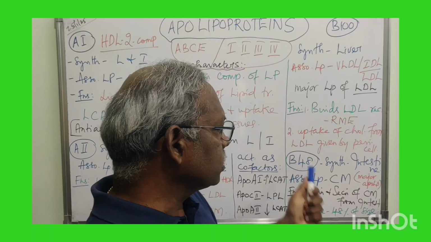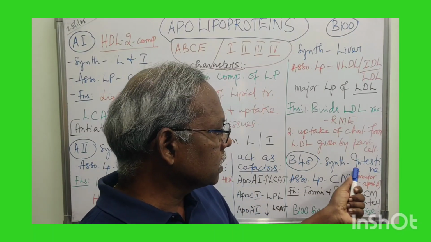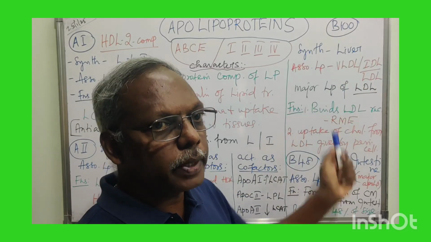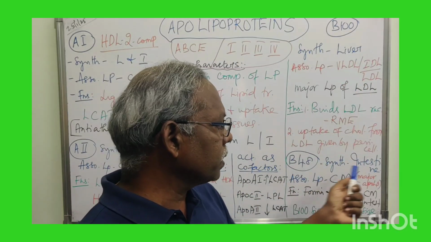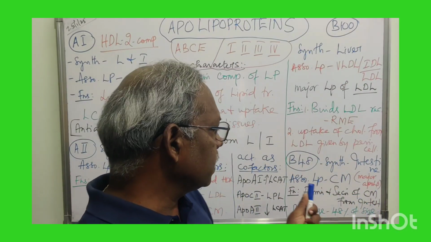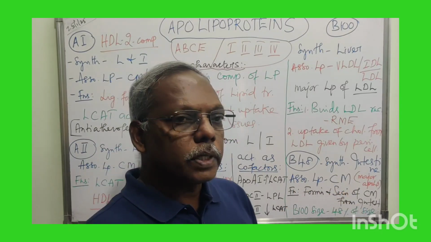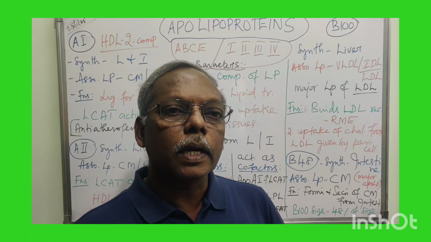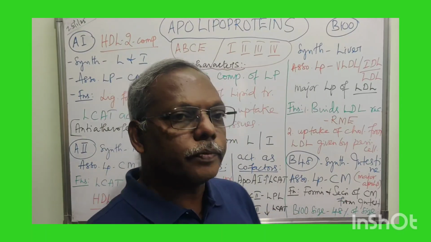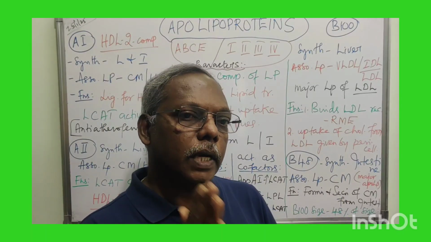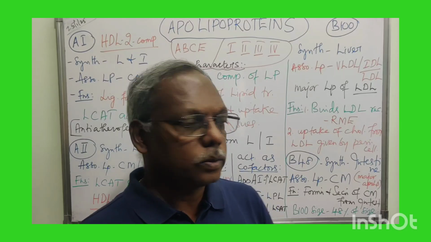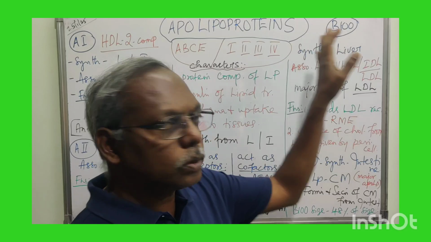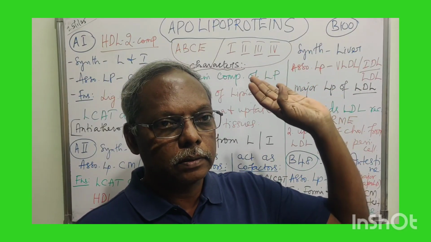Right? Next one is B48. This is synthesized from intestine. That is a differentiating point between B100 and B48. B100 is synthesized from liver, whereas B48 is synthesized from intestine. Here the associated lipoprotein is only chylomicron. So it is a major apolipoprotein present in chylomicron. The function is formation and secretion of chylomicron from the intestine. So it is mostly related to intestine, whereas B100 is mostly related to LDL cholesterol.